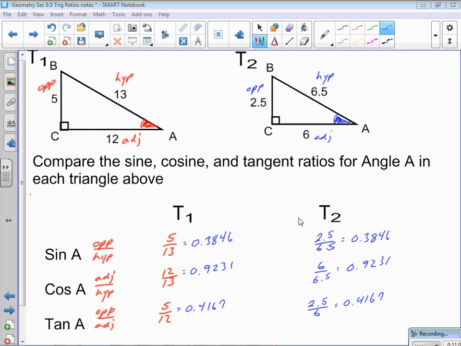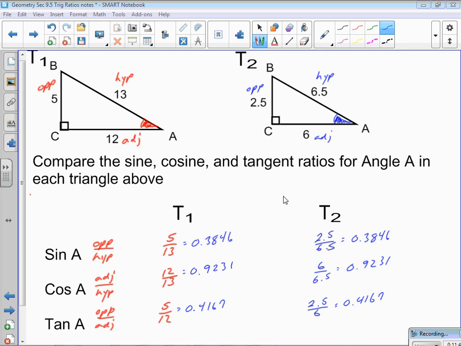Because the ratios are the same, that means that angle A for both of these triangles has to be the same. Whatever the angle A is here, you've got the same measure of angle A over here. So the triangles are similar because the sides are not exactly the same, but the angles have to be the same. And so what you find is that every specific measure of angle has a specific sine, cosine, and tangent for it, which allows us to identify an angle from knowing what the sine or cosine is later on.